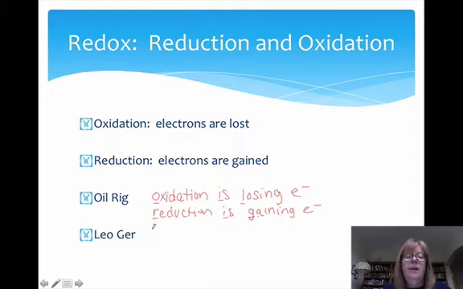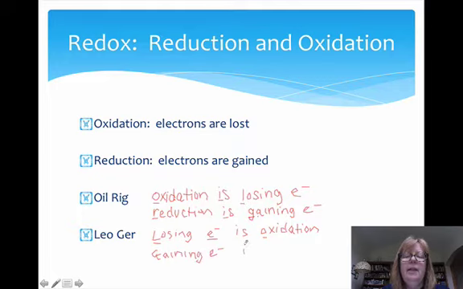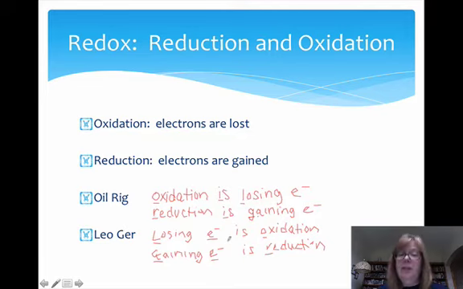Another one is LEO the lion goes GER. I like this one a little bit because it has the word electrons in it. So losing electrons is oxidation. That's our LEO. And what do you think the GER stands for? Gaining electrons is reduction. All right, that's the GER. You've got to know those definitions, okay?